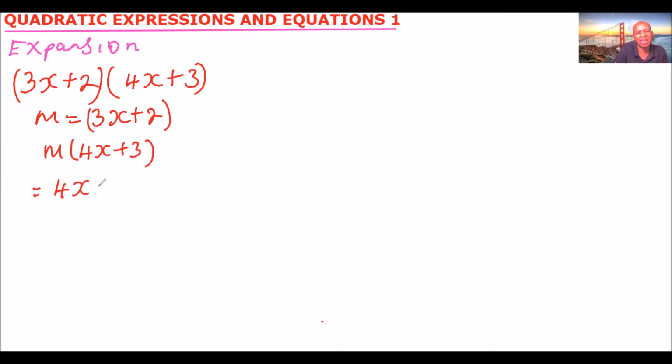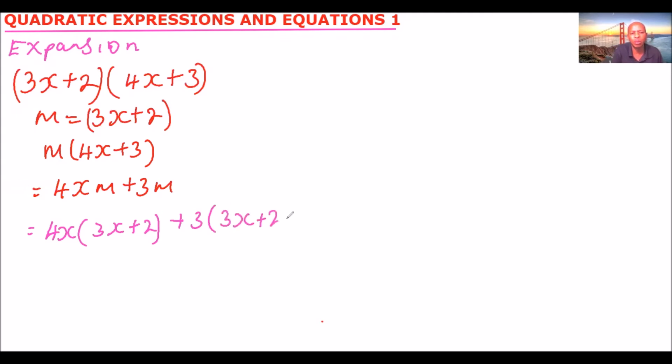In fact, we can write it 4m. Then we have m multiplied by 3, that will give us 3m. From there, we substitute our m, so you have our 4x. Put your m, which is 4, not 4 but 3. This is 3x plus 2, and then you have plus 3. We substitute again with our m. Then you have 3x plus 2.